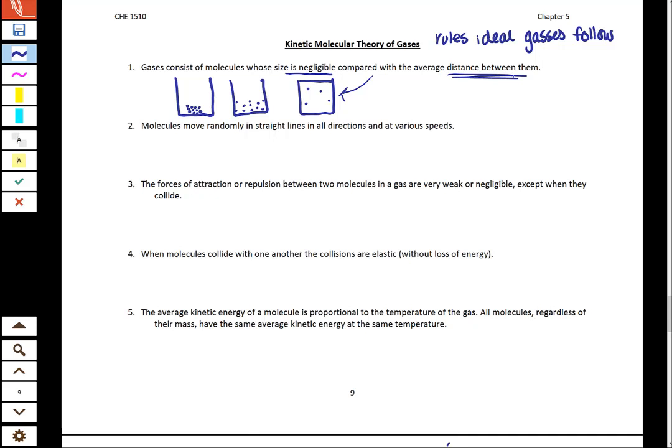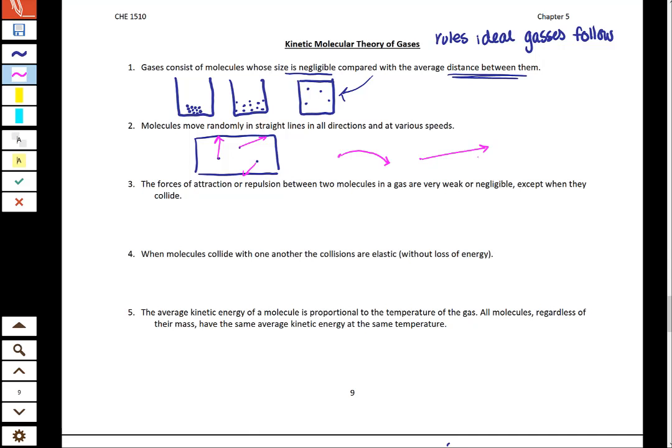In addition to that, we see that when we're talking about gases, the gas molecules are going to move randomly, right? So there's no order to them, and they're going to move in straight lines. And they're moving in all directions. And when we say straight lines, what we mean is the pathway of a gas particle isn't going to curve, right? It's going to be going straight.